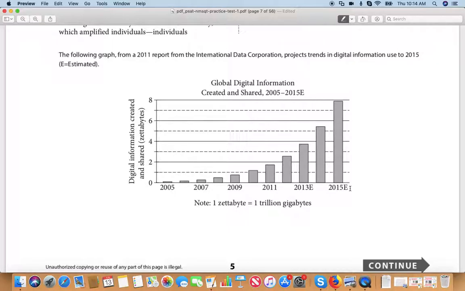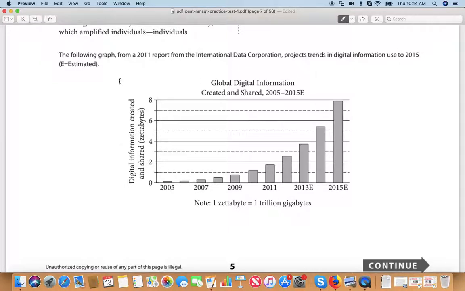Irene, go ahead and read the title of this chart for me, please. The following graph from a 2011 report from the International Data Corporation projects growth in digital information use to 2015. Okay, good. And then the title right above it, you see it right here? Digital information created and shared, 2005 to 2015. Yeah, global digital information created and shared. So it's the amount of information that appears to be what the graph is about.